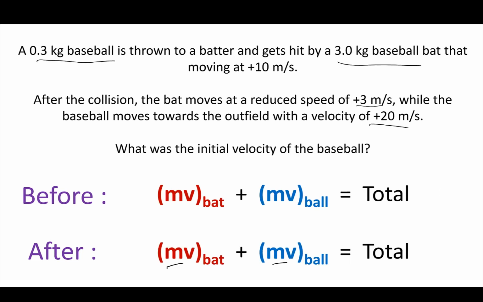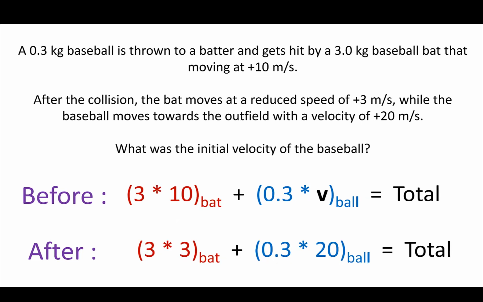We also know the initial velocity of the bat was 10. And the masses don't change, so these are the same both times. So we have everything we need, except for the velocity of the ball at the beginning. So we're going to solve for this total momentum, because we have all the information. We're going to plug that in here, and then solve the before formula.